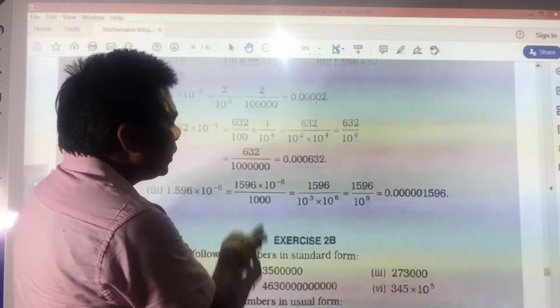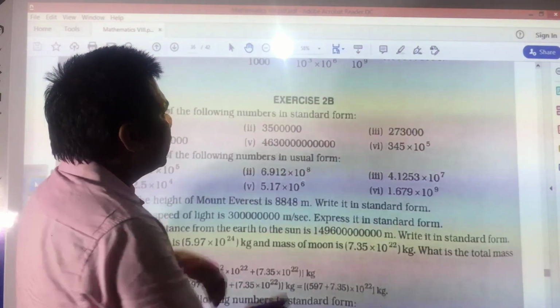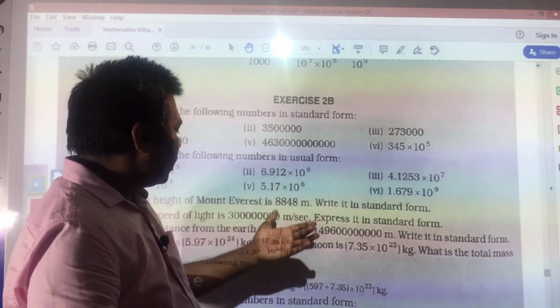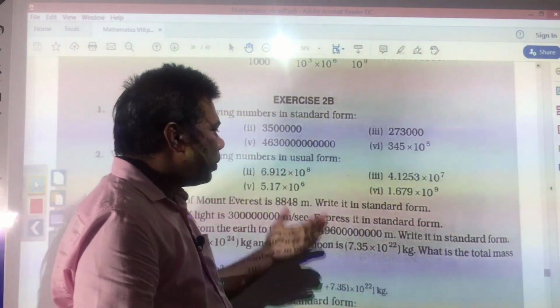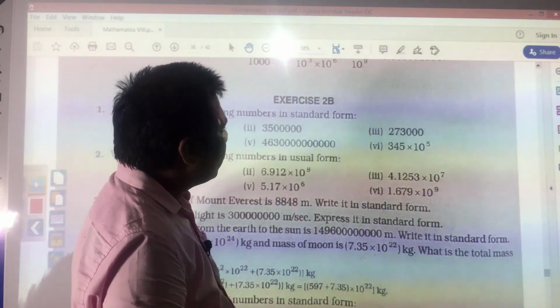And next day we will discuss a few other things from exercise 2B. If any difficult questions are there, we will take up and we will try to solve those questions.